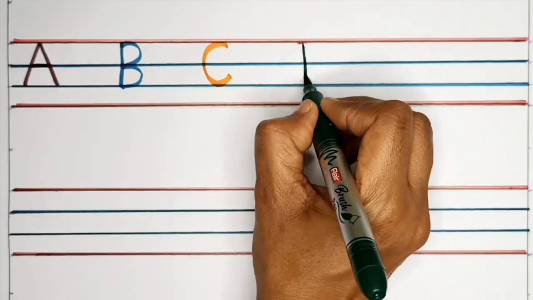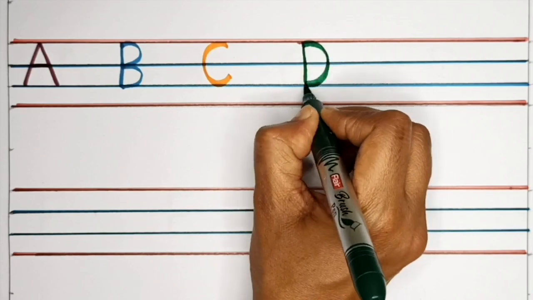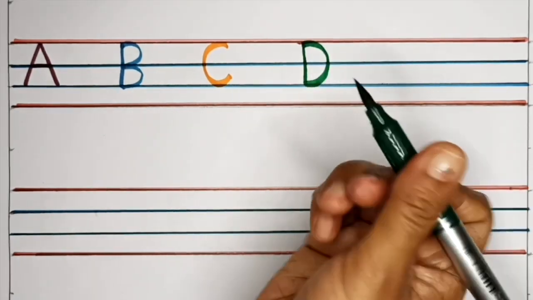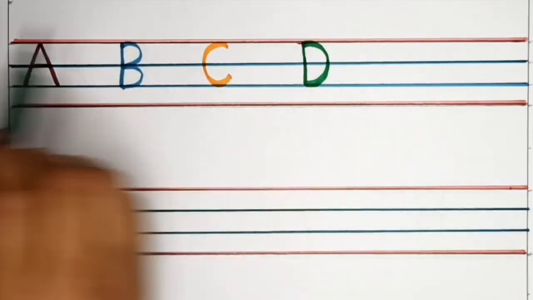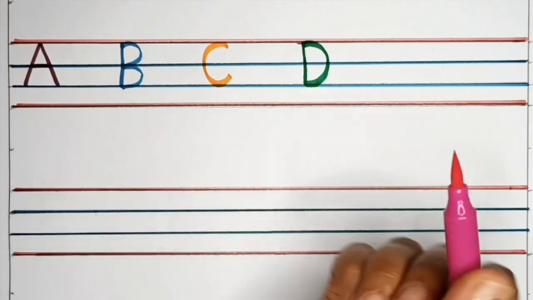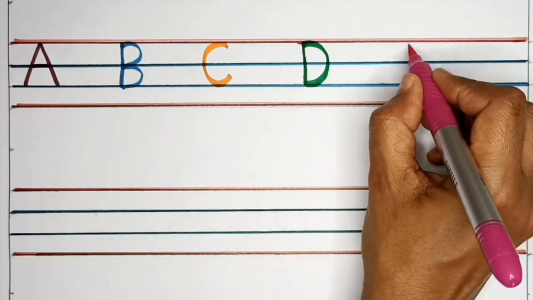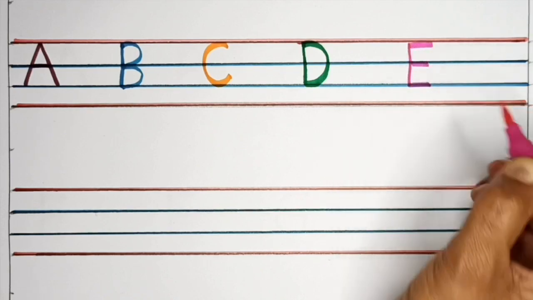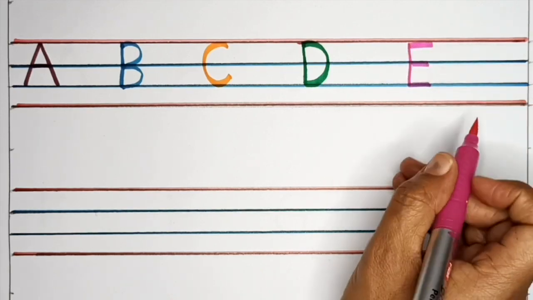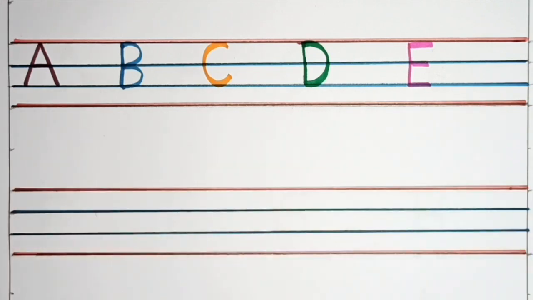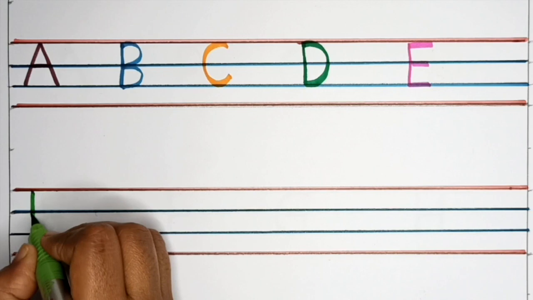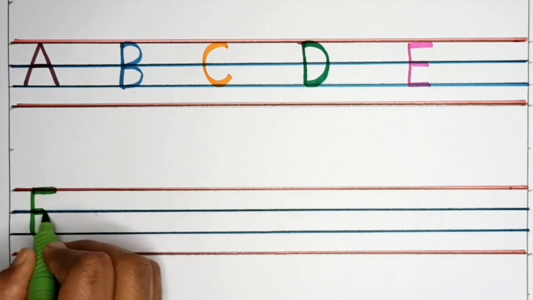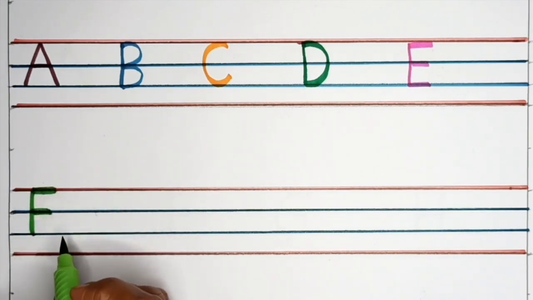D. D for dog. Green color. Purple color. E. E for elephant. Parrot green color. F. F for fish.